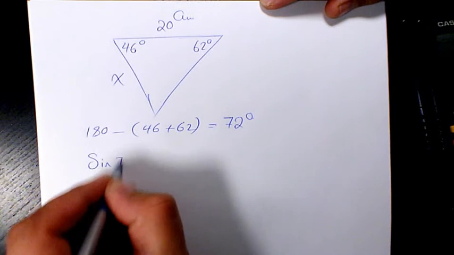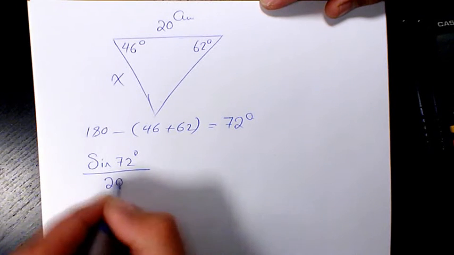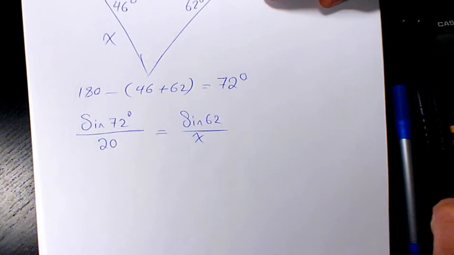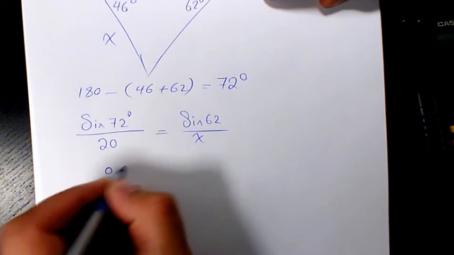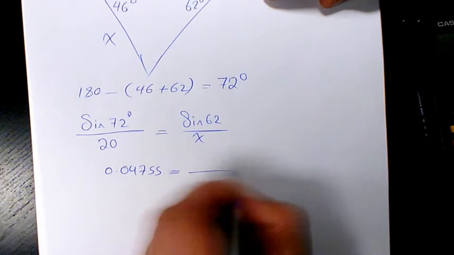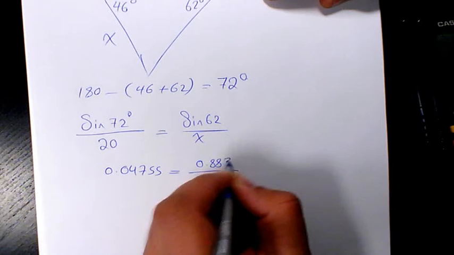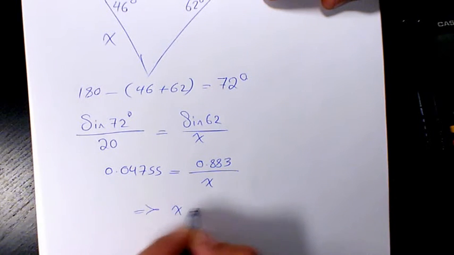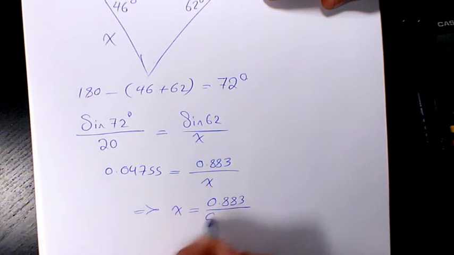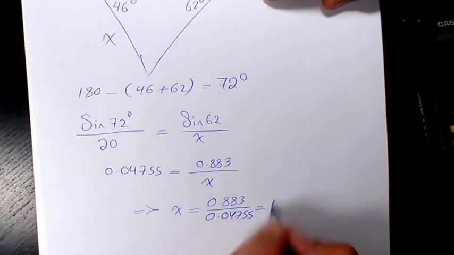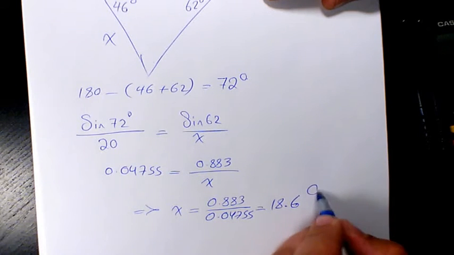So sine 72 divided by 20 centimeter equals to sine 62 over x. So sine 72 divided by 20 is going to be 0.04755. Sine 62 is 0.883. So therefore x is going to be 0.883 over 0.04755. It's going to be 18.6 centimeter.